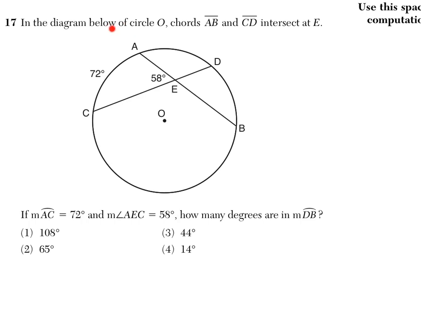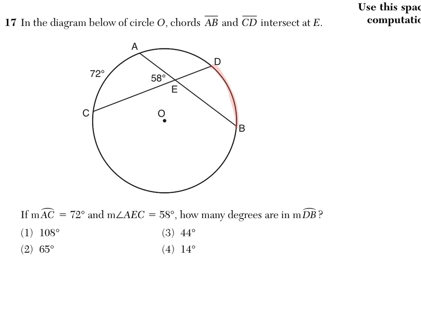Question 17. In the diagram below, circle O, chords AB and CD intersect at E. It says if arc AC is 72 degrees and angle AEC is 58, how many degrees are in arc DB? So this is our objective, and we're going to need to figure this out. Well, what do we remember? We remember that if two chords intersect inside a circle, like we have right here, this angle equals 1/2 this arc plus this arc. All right, so let's write down that formula and then fill in the blanks.